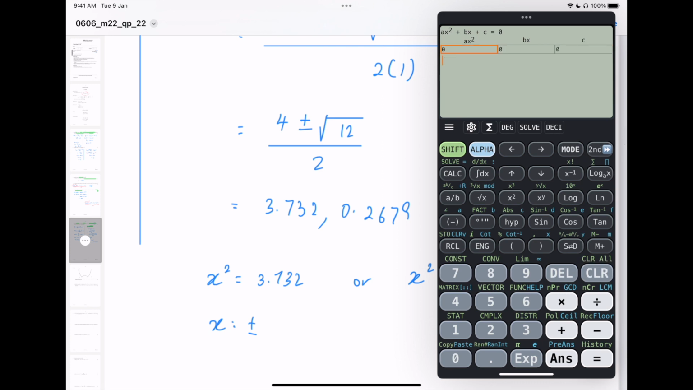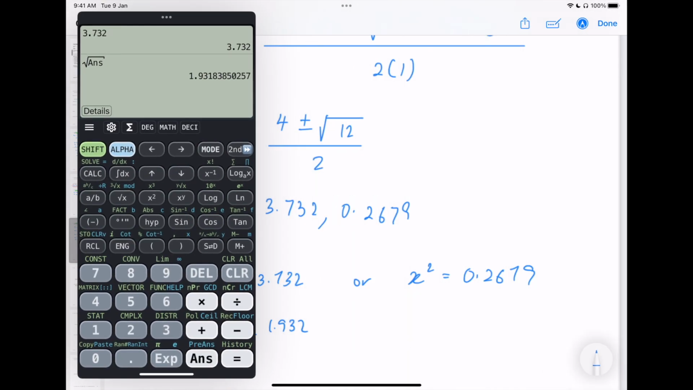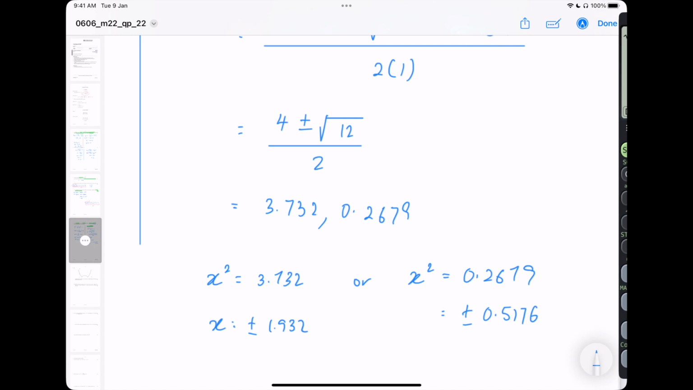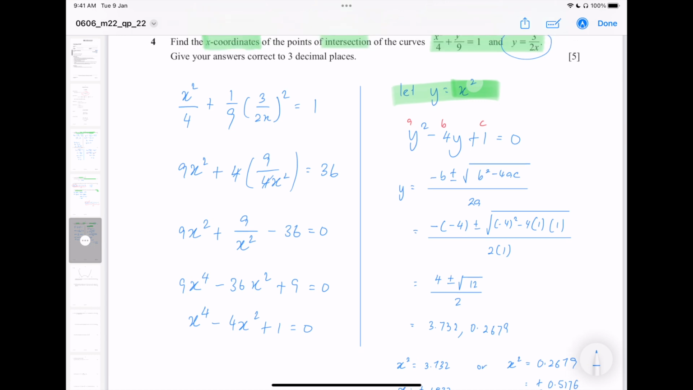Let's type it in. Just change the mode back. 3.732, square root of that will be 1.932. Okay, plus minus, because every time you square root something, you have both the positive and the negative answer. Now we'll do the same to the other one, 0.2679. That's going to be plus minus 0.5176. All right, and that is how you do this one. Now the hard part isn't the simultaneous equations nor the factorization. The hard part would be knowing what to do with x powered 4.